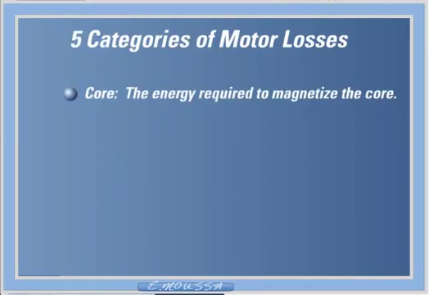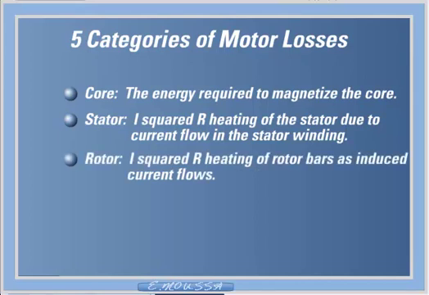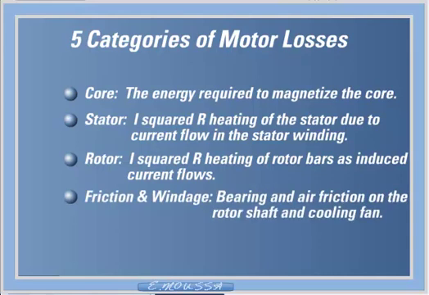Core losses. Core losses are comprised of 2 components: the energy required to magnetize the core and eddy current losses in the stator core. Stator losses. Stator losses due to the I²R heating of the stator due to current flow in the stator windings. Rotor losses. Rotor losses due to the I²R heating of rotor bars as induced current flows. Friction and windage losses.